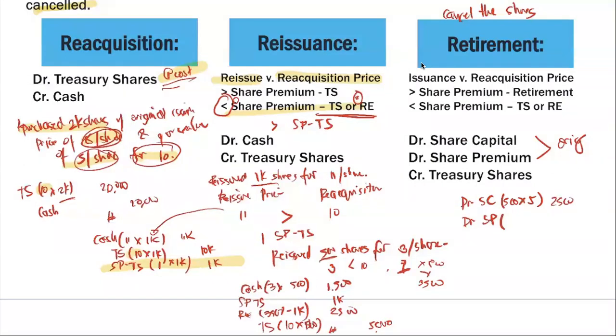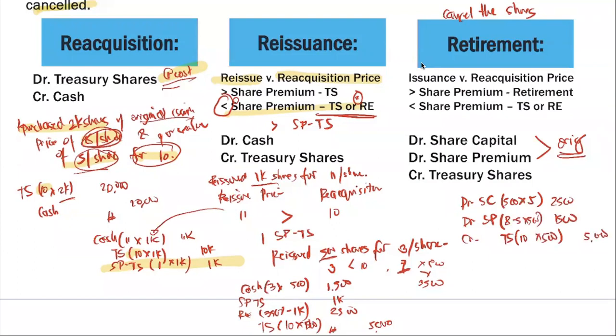Tapos, tanggalin mo rin yung share premium ng original issuance. The original issuance price is 8 per share. If the par is 5, so 8 less 5 times 500 is 1,500. And then, you remove the treasury shares at cost. What is the cost of the treasury shares? 10. 10 times 500 is 5,000.